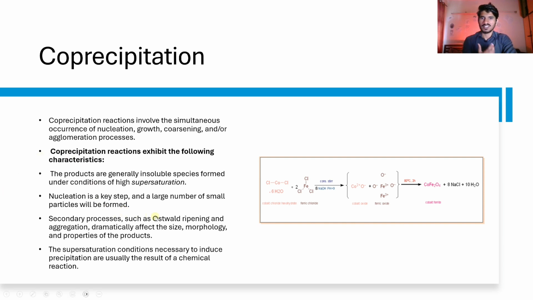Secondary processes such as Ostwald ripening and aggregation dramatically affect the size, morphology, and properties of the product. So in this case, you know about Ostwald ripening and you know about aggregation. These are the processes that will dramatically affect the size, the morphology, which means the shape, and the properties of the product. The next thing: the supersaturation conditions necessary to induce precipitation are usually the result of a chemical reaction. So the supersaturation occurs as a result of the chemical reaction.